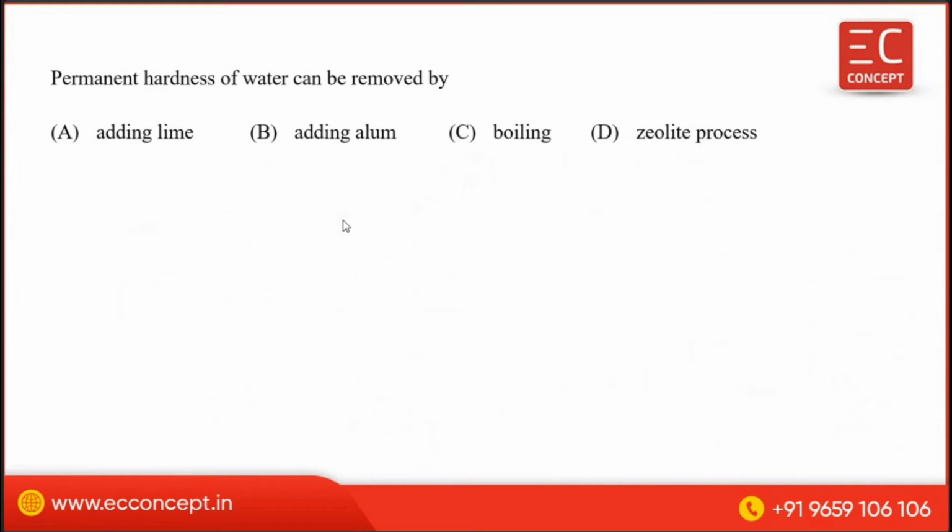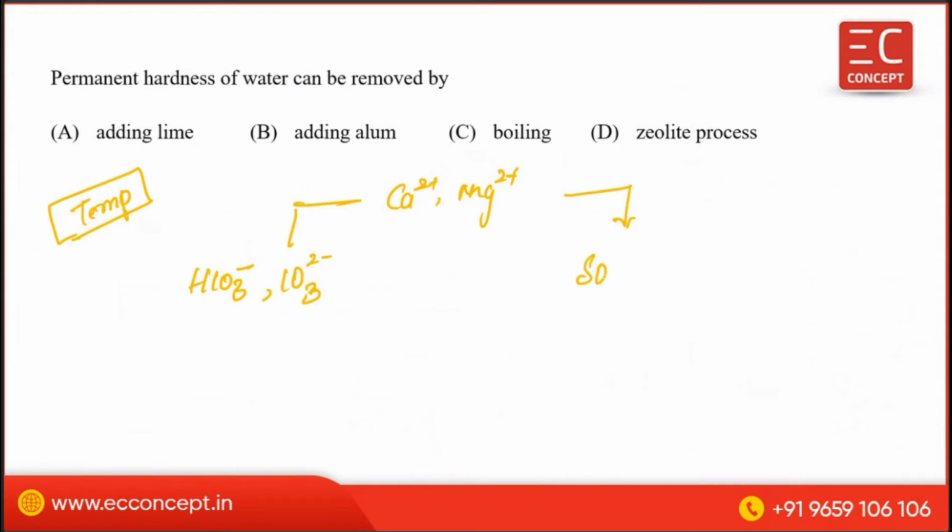The permanent hardness of water can be removed by which process? See, hardness of water. When calcium and magnesium combine with HCO3 minus and CO3 2 minus, it forms a temporary hardness or pseudo hardness. When this calcium and magnesium combine with sulfate and chlorine, it results in formation of a permanent hardness.